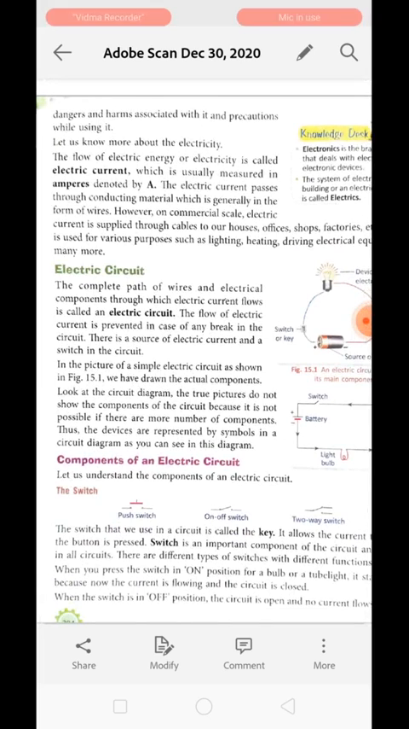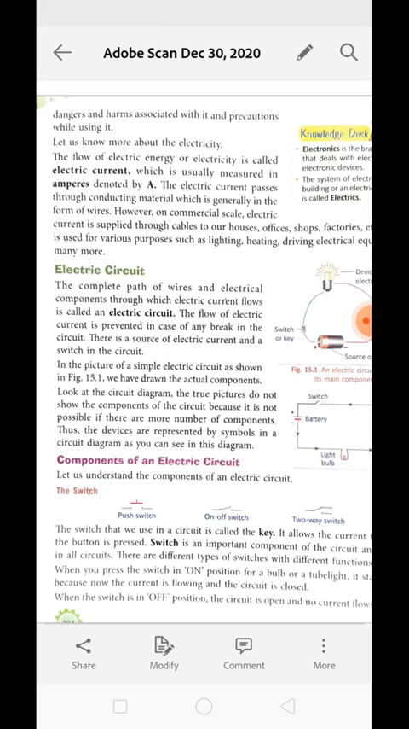The electric current passes through the conductive material which is generally in the form of wire. However, on a commercial scale, electric current is supplied through cables to our home, office, shop, factory, etc. Electricity is used for various purposes such as lighting, heating, driving electrical equipment and many more.